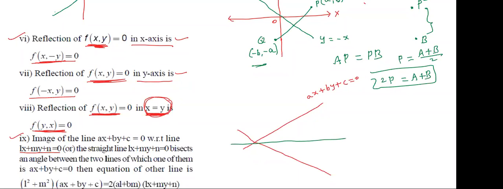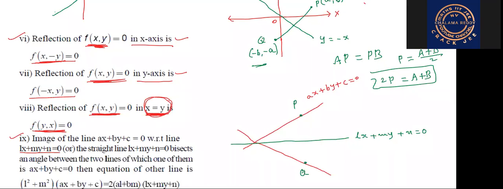This is the line, that is Lx + My + N = 0. Suppose in the first line we take one point P. The image of P with respect to the line, we are getting Q, or not? This is the line, and this is the image of the line with respect to Lx + My + N = 0 only.